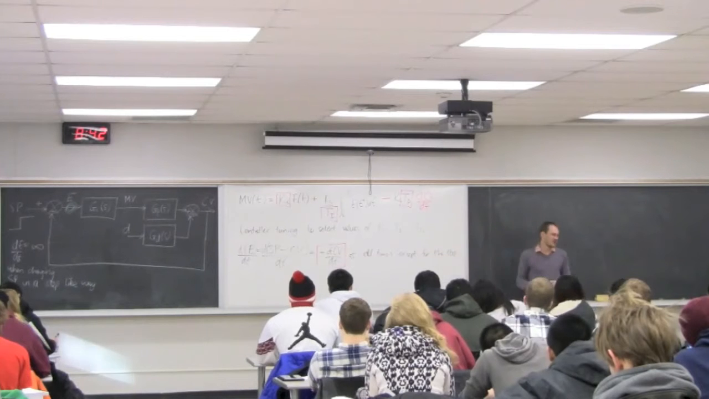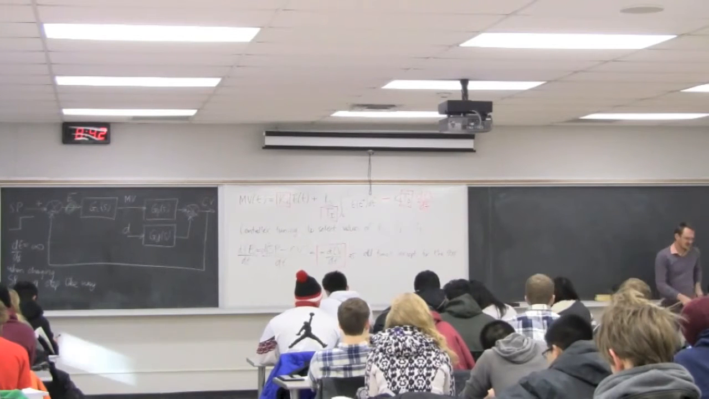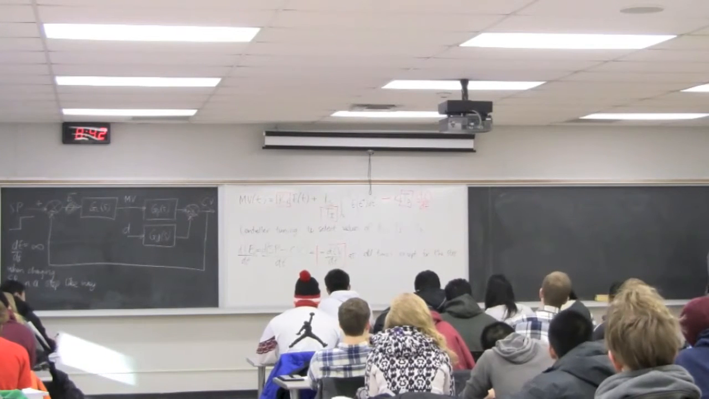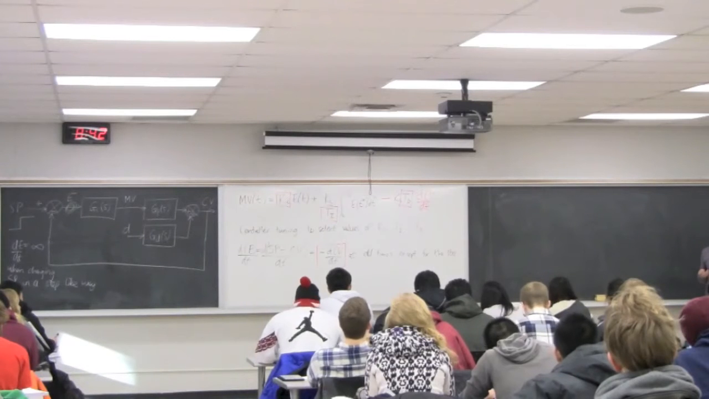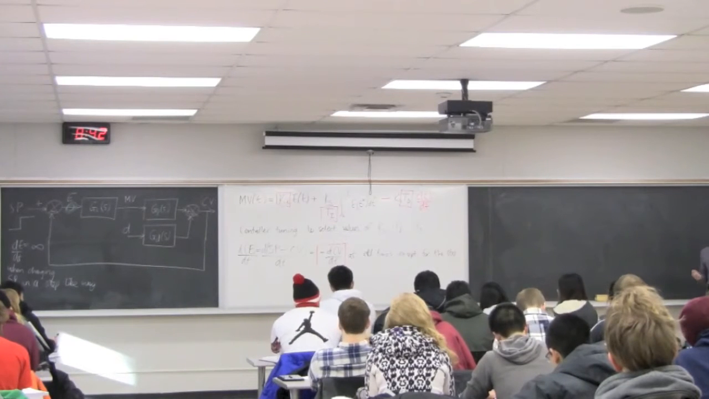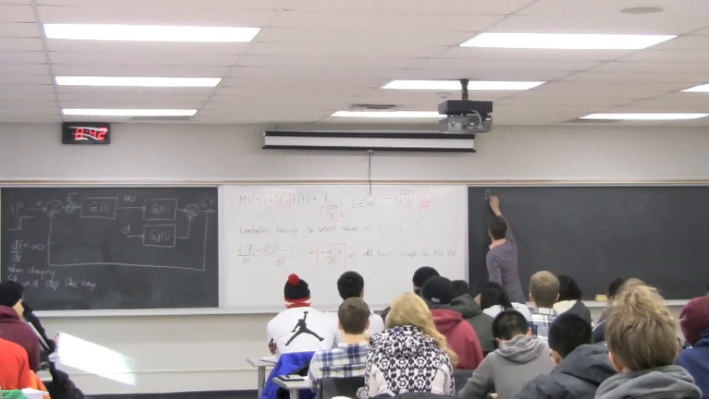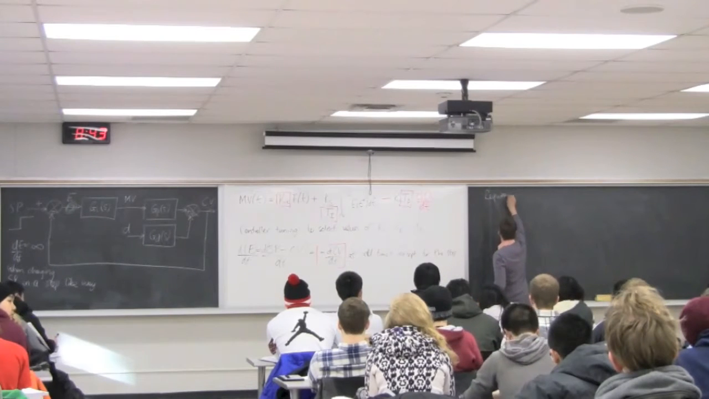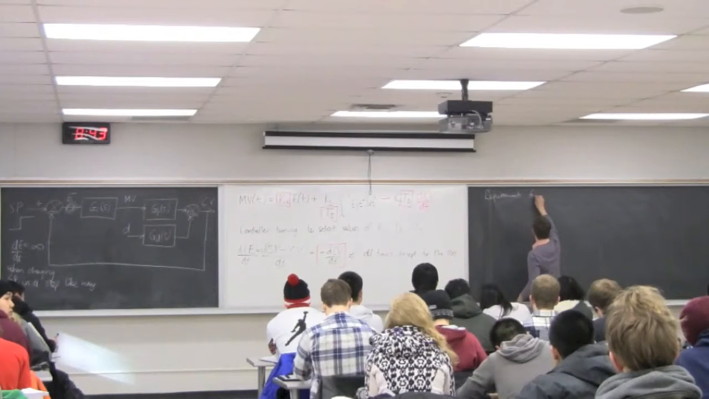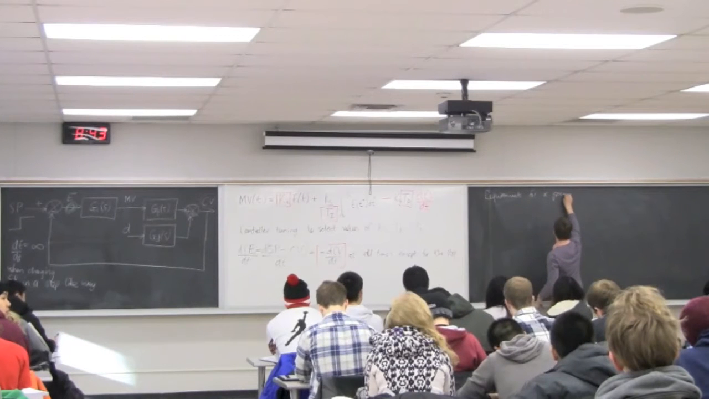So if our goal is to find values of KC, TI, and TD, well, we're going to have some requirements in mind for what we would like to see. And we started looking at it in Friday's class. So, requirements for a great control system.